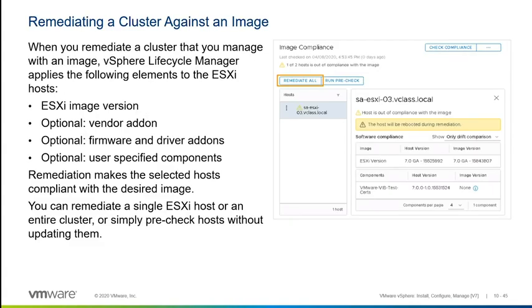Now I have the ability to remediate my cluster against an image. And remember, that image is going to include, by default, obviously it has to have an ESXi image itself that comes from VMware, but then it can also add optional hardware vendor add-ons, firmware and driver add-ons, and any user-specified components that I'd like to manually add, okay? We can then, as we remediate, all of the software that's included in the image gets copied down to the ESXi host, and that's the version of ESXi that you've custom built and will be running on your hosts.